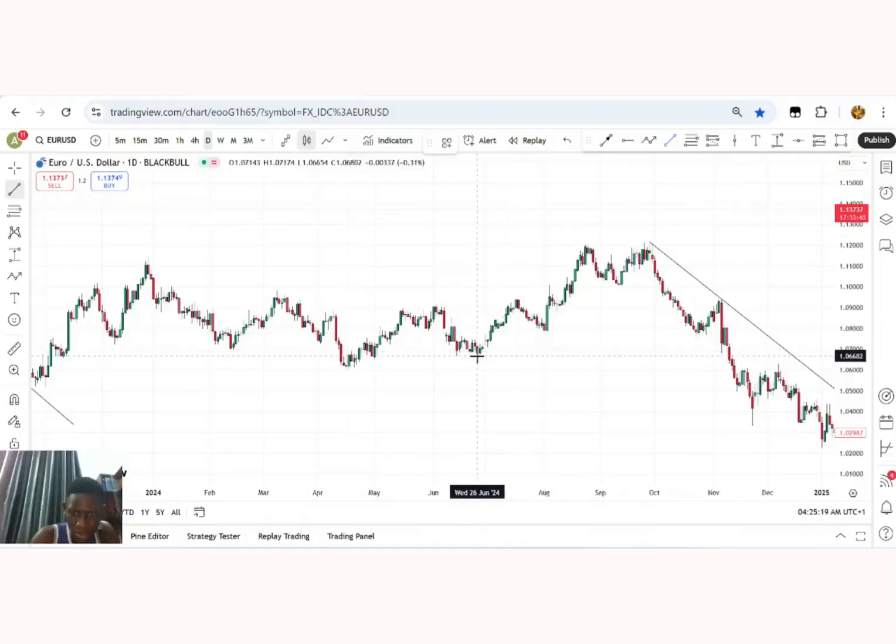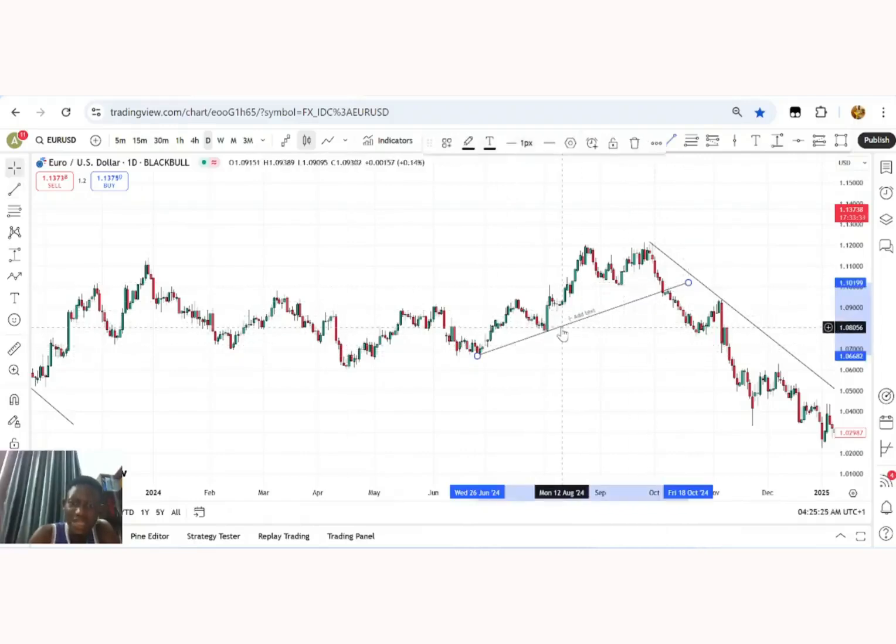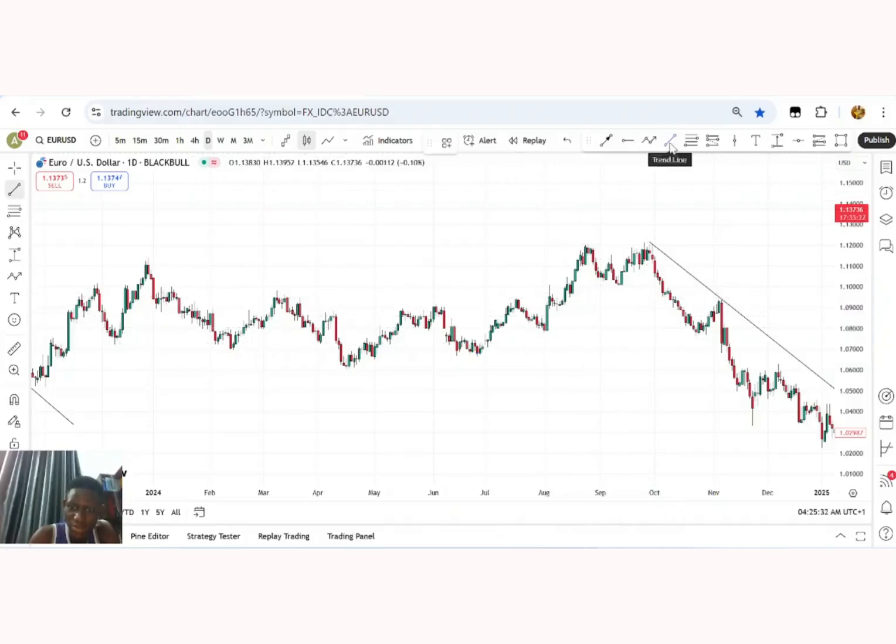Maybe if I connect this from the wick, so you can see this point. Now this is it. You want to connect two realistic points. So you see this is too awkward. So maybe I can use this instead. This is a low, a higher low, a higher low, right?